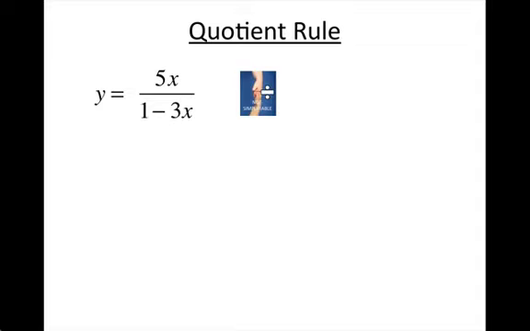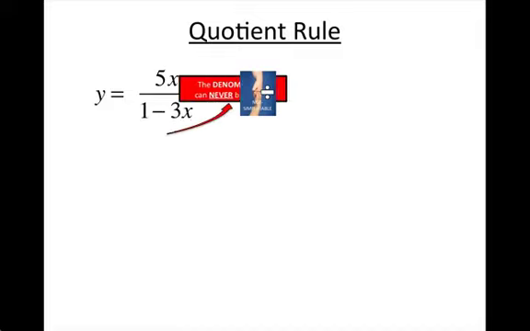Now, product rule's brother, quotient rule. Well, if product rule was when you've got two terms that are multiplying together that you can't expand or simplify, then quotient rule is going to be when you've got two terms dividing each other and it's not simplifiable, such as the one on the left.